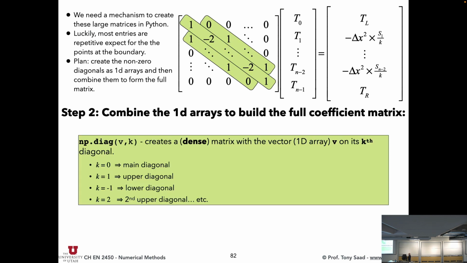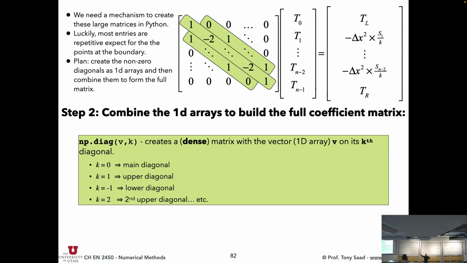Python has this function called diag, where it takes a 1D vector and puts it on any diagonal of a matrix. Any diagonal you so choose. The syntax looks like np.diag(v, k). V is your 1D array. K is the index of the diagonal that you want to put V on. The main diagonal is located at k equals 0 by definition. It splits the matrix in the middle.